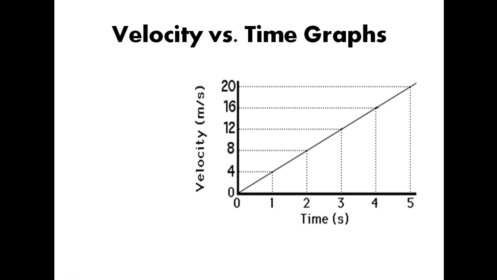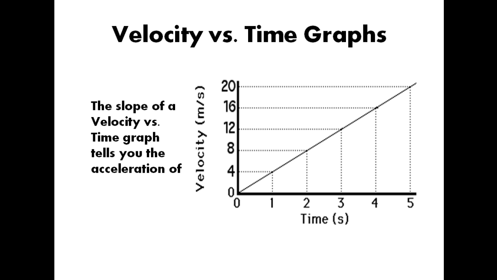Alright, so here's a velocity versus time graph. As you can see, the slope of this graph is at a constant acceleration, because the velocity versus time graph is moving linearly. At 1 second, it's at 4 meters per second. At 2 seconds, 8 meters per second. So this person, vehicle, whatever it is, is speeding up and accelerating at the same time. So as velocity increases, so is acceleration. So the slope of this graph tells us the acceleration of the object.